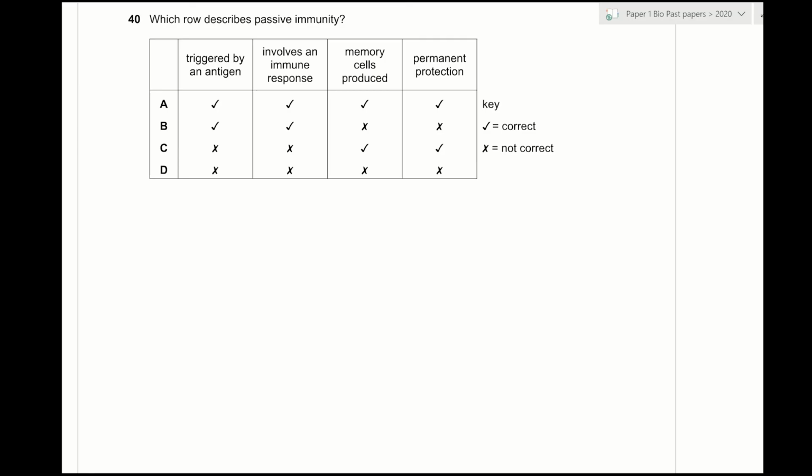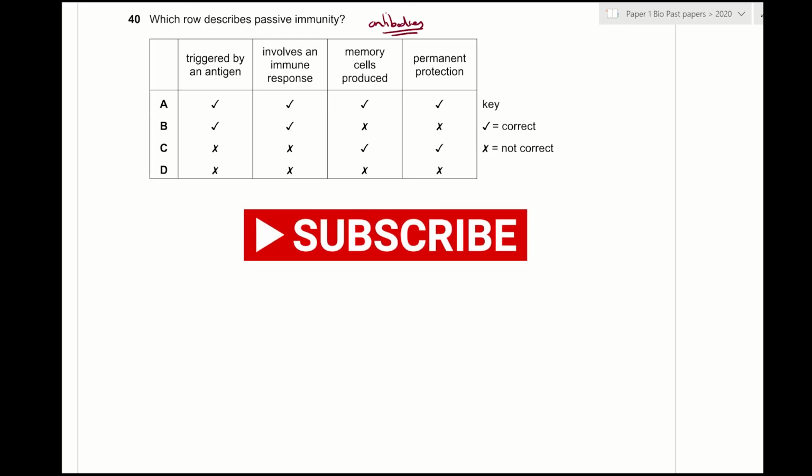Question number 40. Which row describes passive immunity? So passive immunity is immunity obtained without an immune response being generated, such as injecting the body with antibodies. So antibodies, do not get confused with antigens. Injecting the body with antibodies does not generate an immune response. Now, let's see the suggestions that we have here. Triggered by an antigen. As we said, it has nothing to do with antigens. If it was triggered by an antigen, it will generate an immune response and it will be no longer passive immunity. So this is correct.